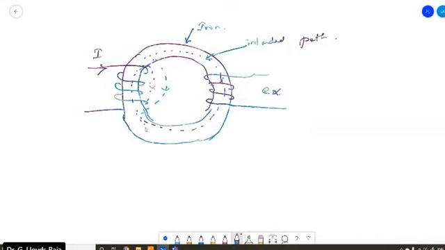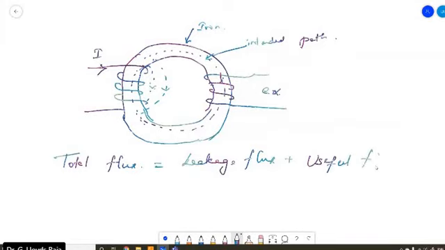In this case, we can call this the leakage flux, and this is the useful flux. The total flux is nothing but the sum of the useful flux as well as the leakage flux. The total flux is the sum of your leakage flux plus useful flux.